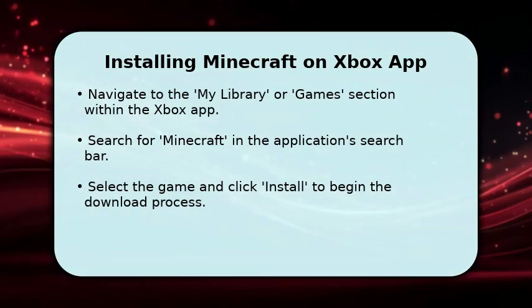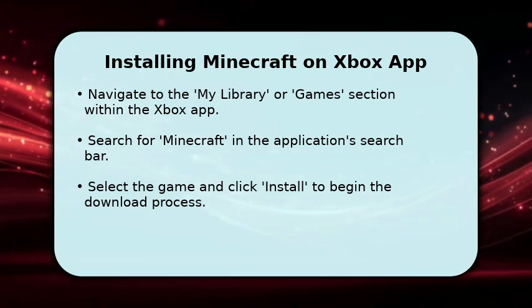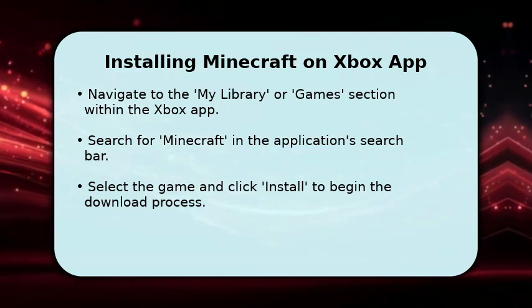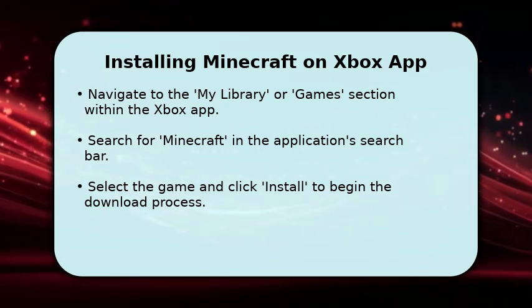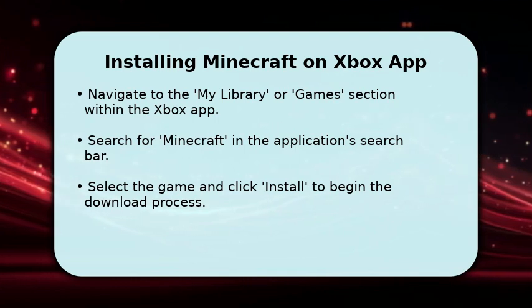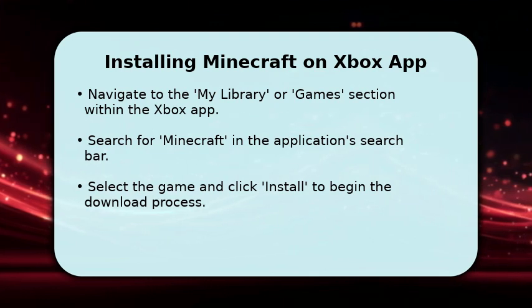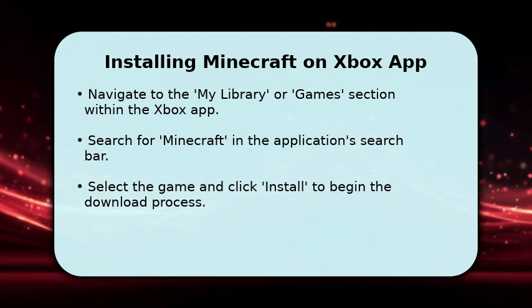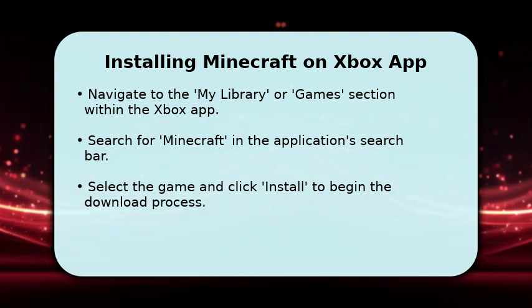Once you're logged in, navigate to the My Library or Games section within the Xbox app. This is where all your owned and available titles reside. Use the search bar, typically found at the top, to type in Minecraft and locate the game quickly. After finding it, simply select the Minecraft title and click the Install button. The download size can vary, often around 1 GB, so be patient as it prepares for your exciting gameplay.